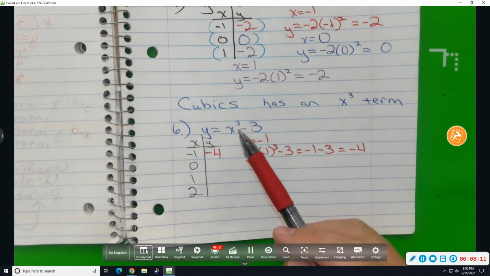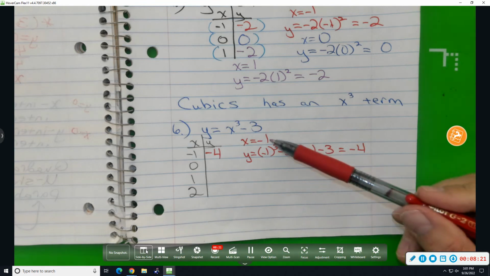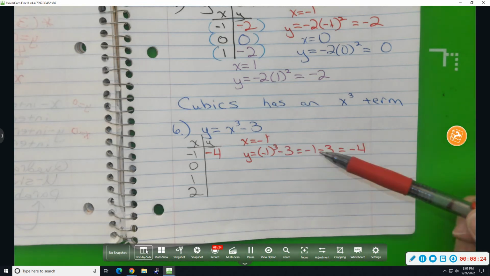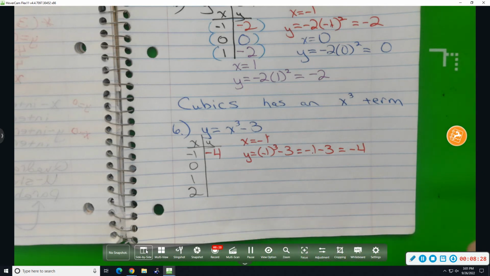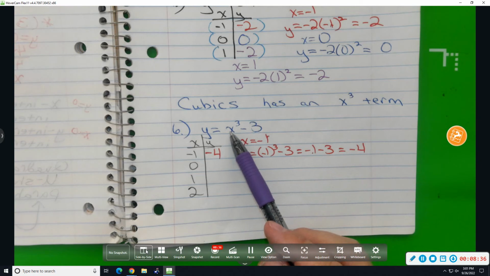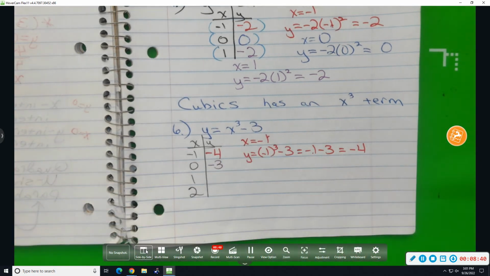I like odd exponents. If people had to choose, they like squares better than cubes. Well, I like cubes because they don't change signs. If the number you're plugging in starts negative, it stays negative. What about 0? I think we can do that in our head. Plugging in 0 for x, what are we going to get for y? Okay, 0 cubed is 0 minus 3, I agree, is -3.